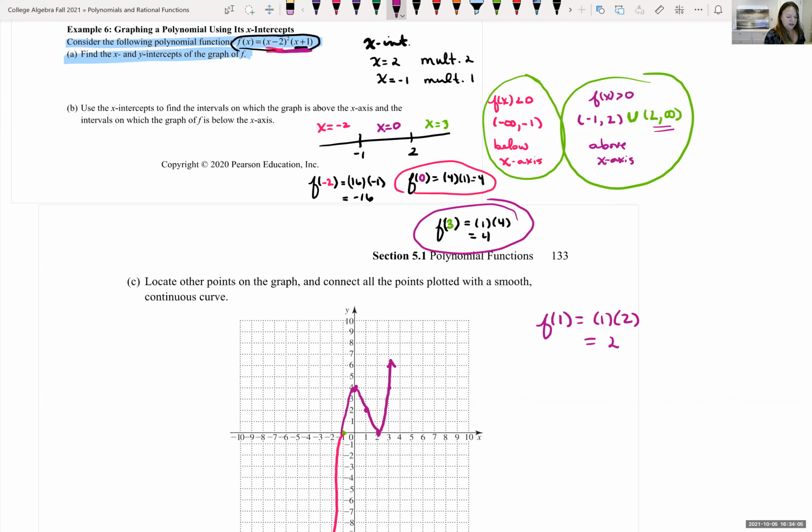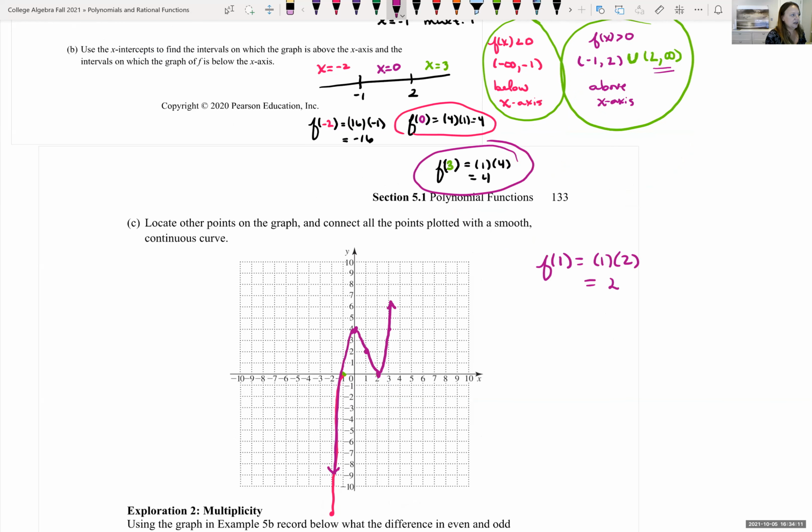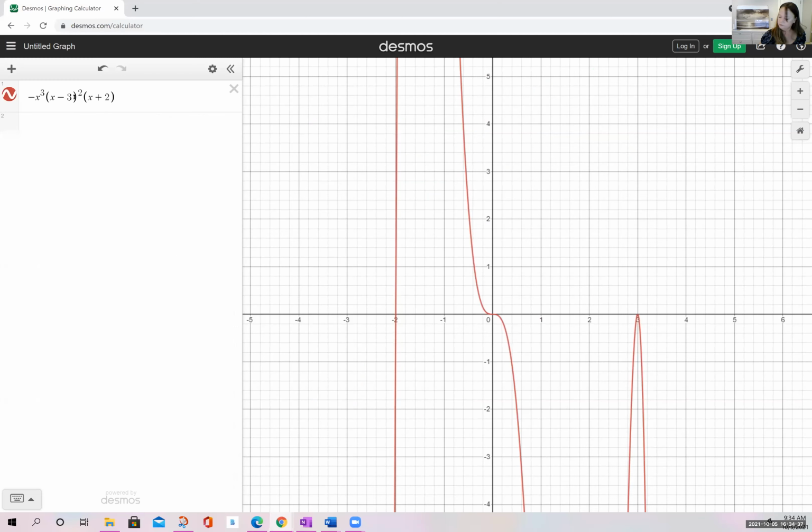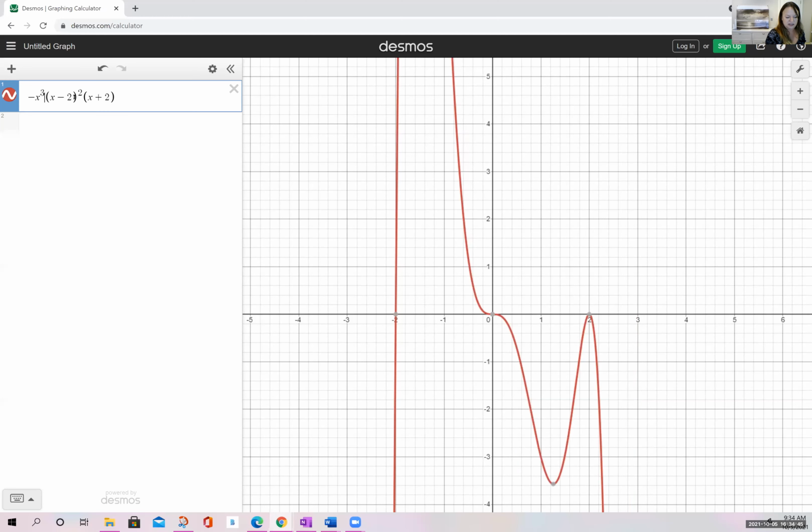So let me pull up and just show you that what we got was similar to what Desmos would get. So this was x minus 2 squared, all times x plus 1. And that's similar to what we had gotten.